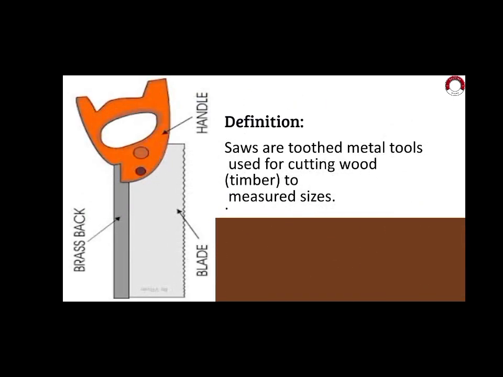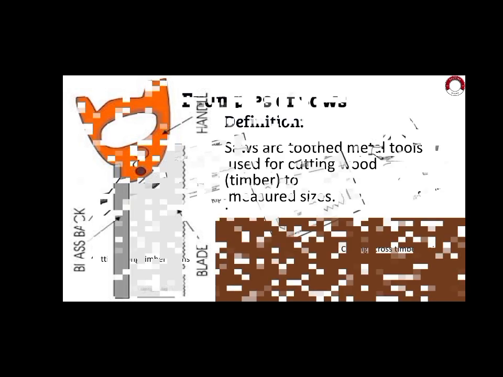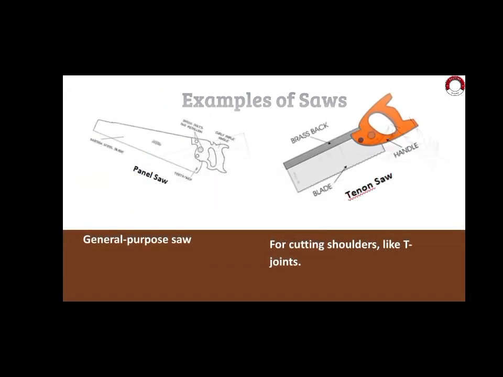So we also have another type of saw here, which is called the panel saw. This panel saw is actually referred to as a general purpose saw. It can do the work of both the rip saw and the cross-cut saw. Then we have this other saw that is called the tenon saw. This tenon saw is generally referred to as a back saw.